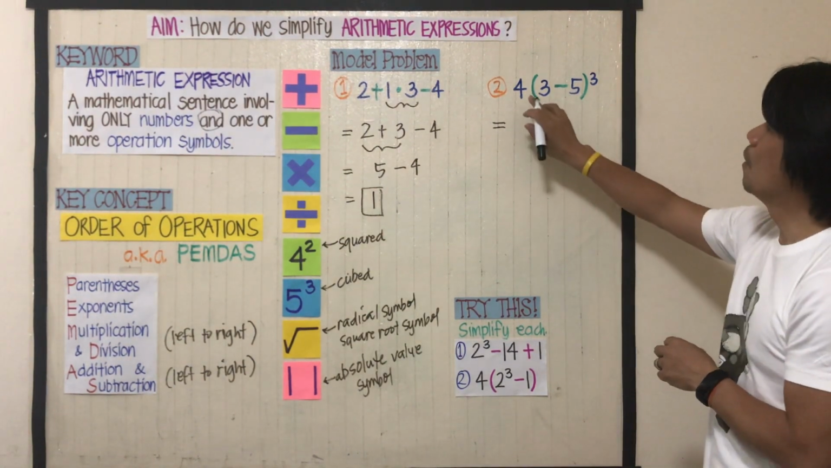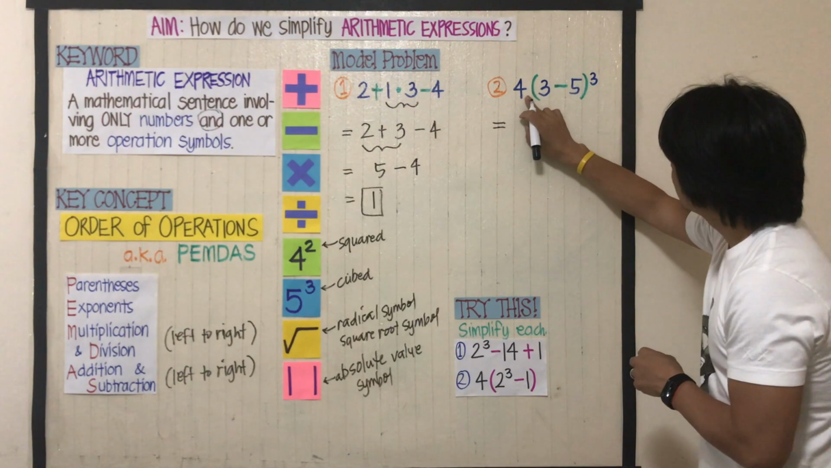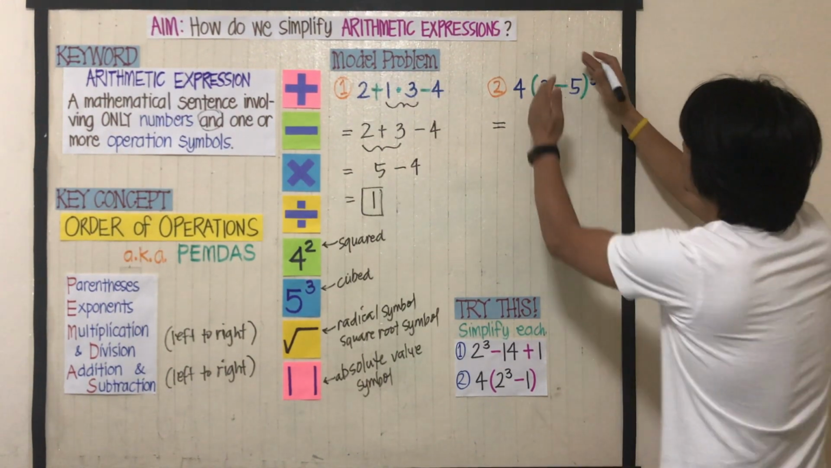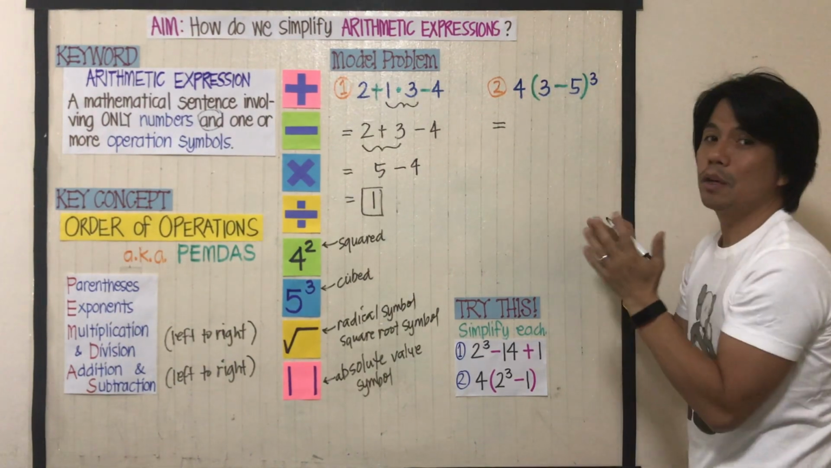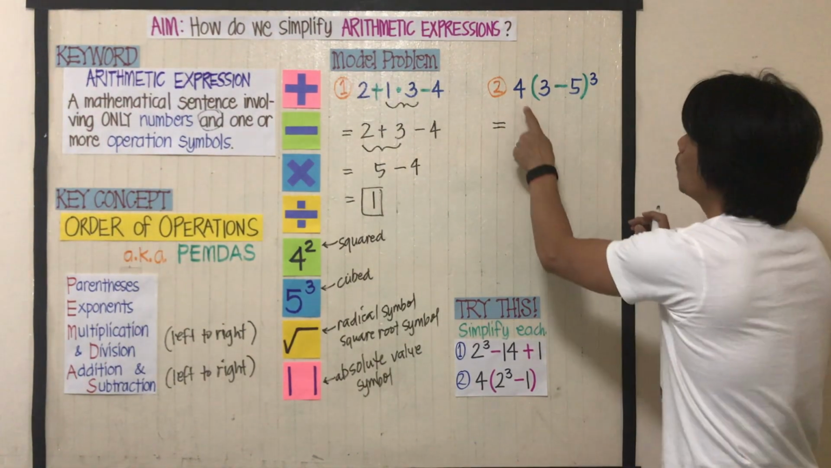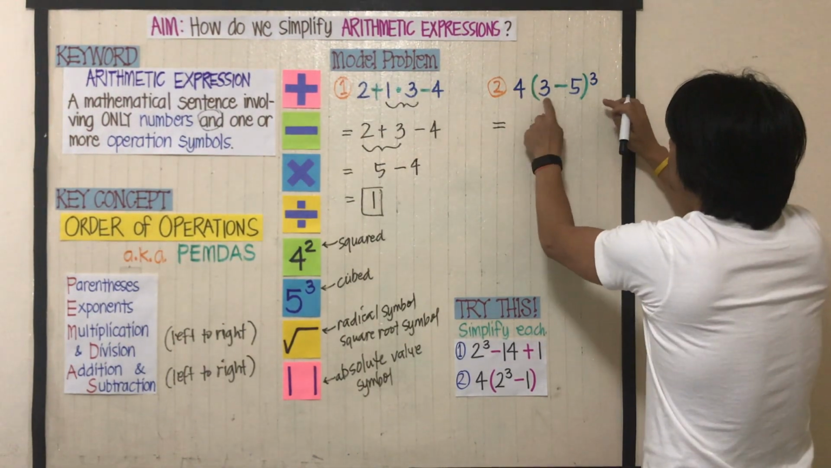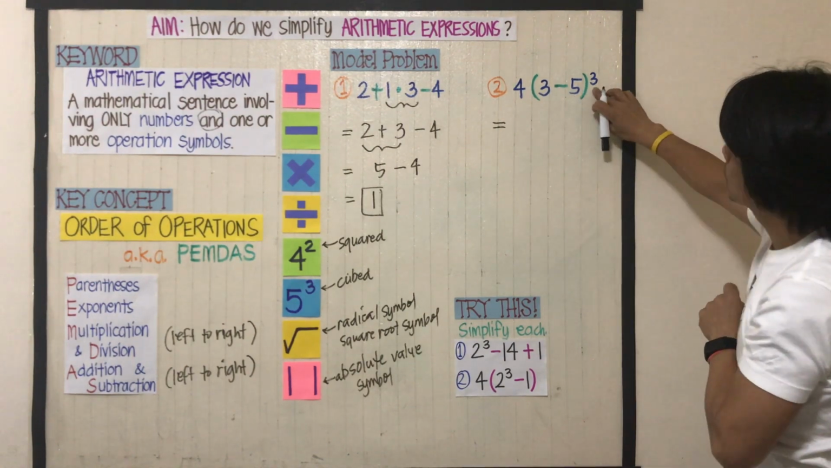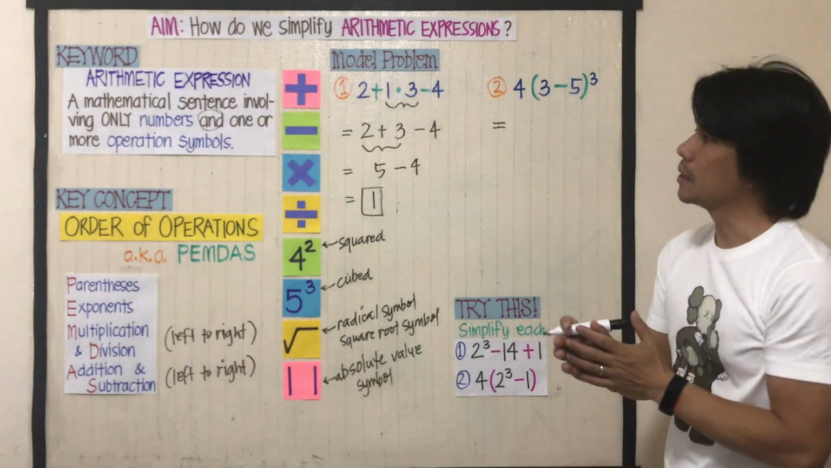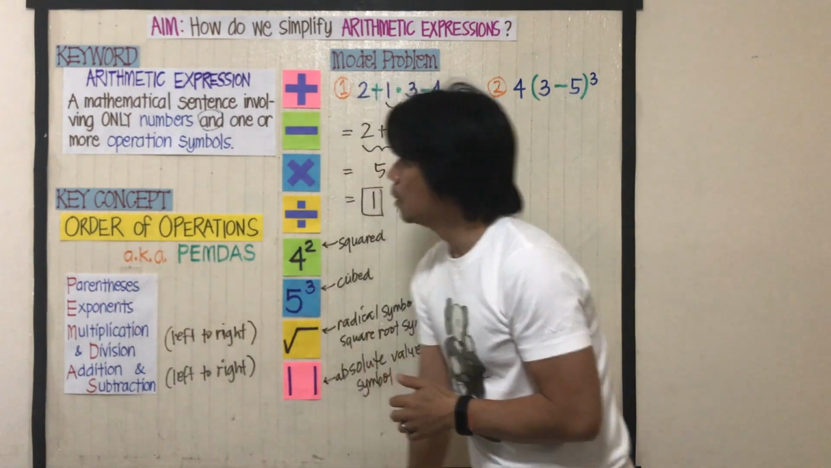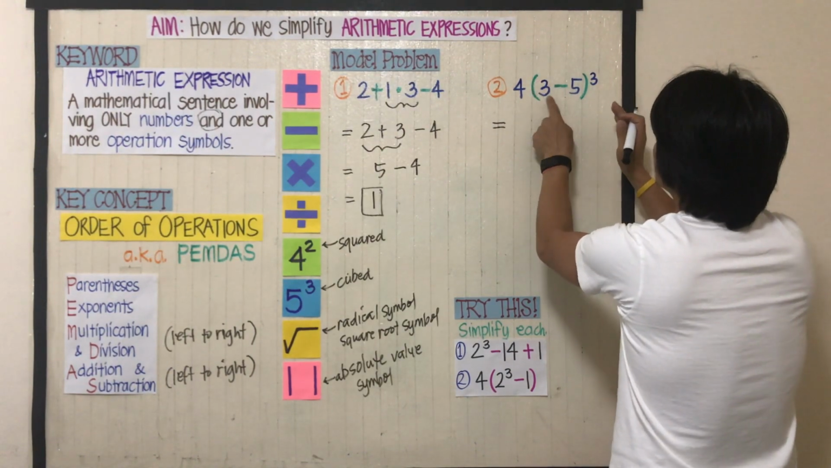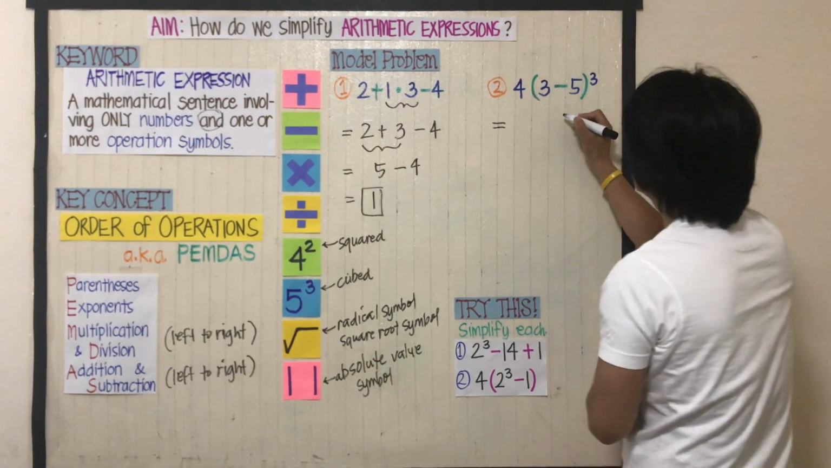So it says here, 4 times... There's no operation symbol that you see here, but there's a parentheses. As we all know, when you see a parentheses like this, that means multiplication. So 4 times the quantity 3 minus 5, and it's cubed, raised to the third power. Now what do you do first? Following the order of operations, we do the parentheses first. What do you see inside the parentheses? It's 3 minus 5.